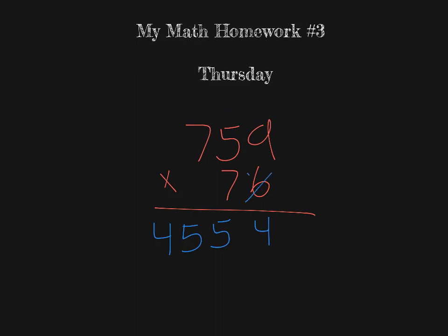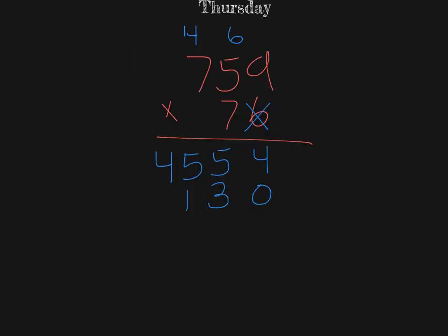Let's cross out the 6. Let's add our 0. Now let's start again with the 7s. 7 times 9 is 63. Carry the 6. 7 times 5 is 35. Add 6 would be 41. 7 times 7 is 49. Add 4 will be 53.